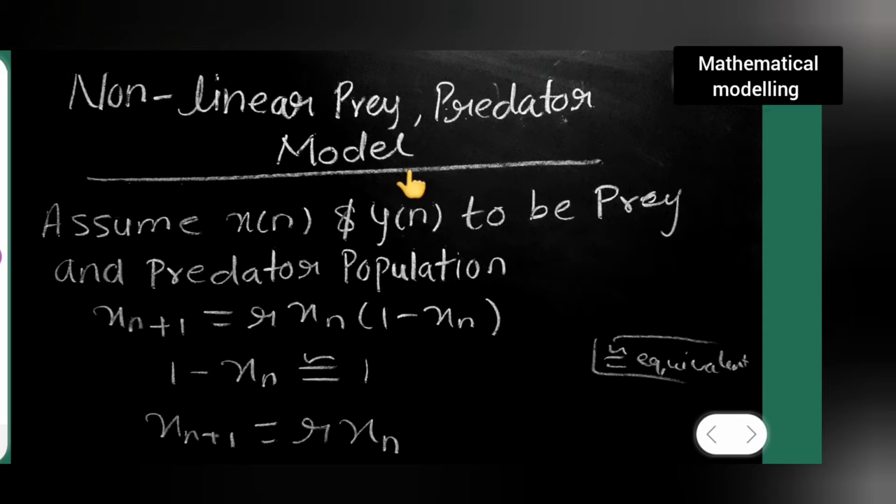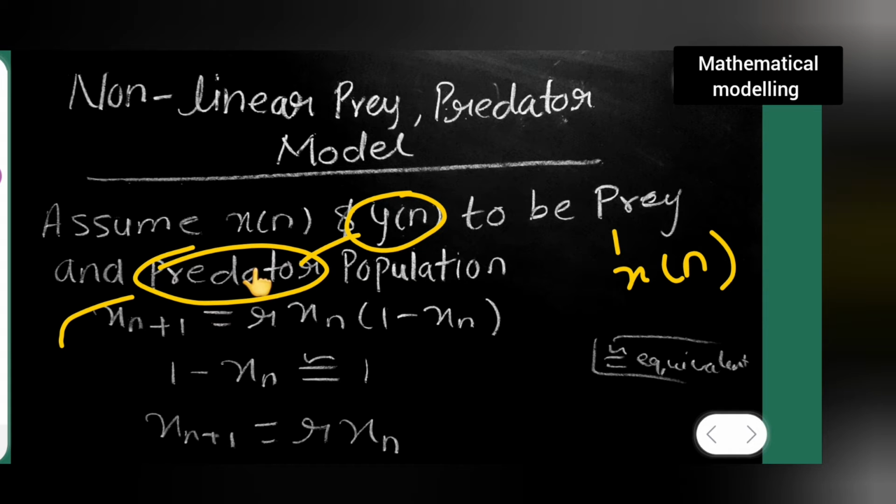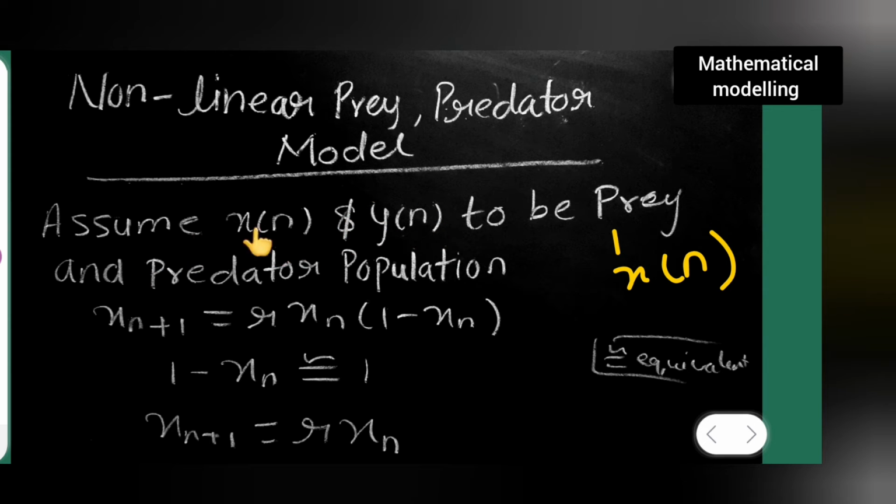So for the non-linear prey-predator model, you all have to assume that x of n and y of n are the prey and predator population. What is x of n? This is the prey, x of n. And what is the predator? Predator is nothing but this y of n. So assume x of n and y of n to be the prey and predator population.